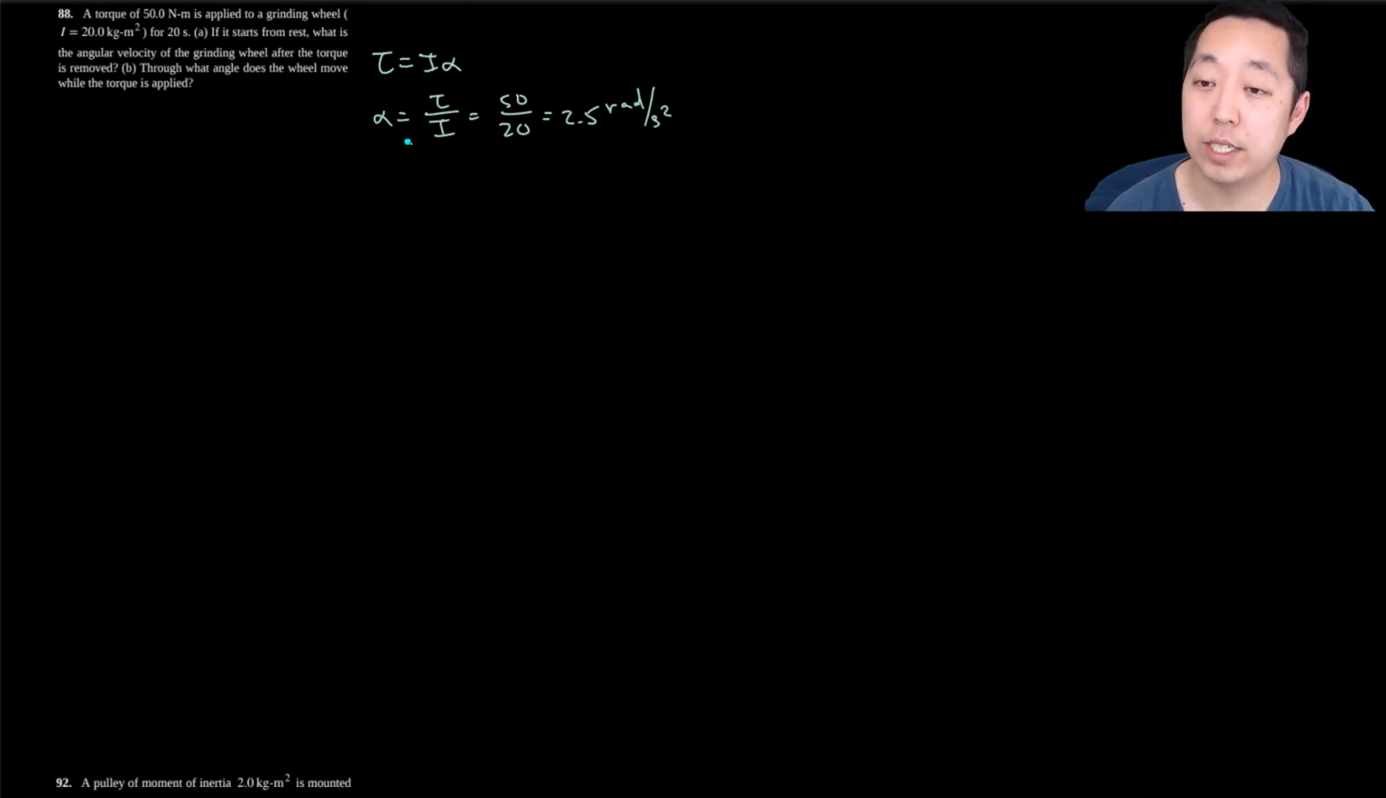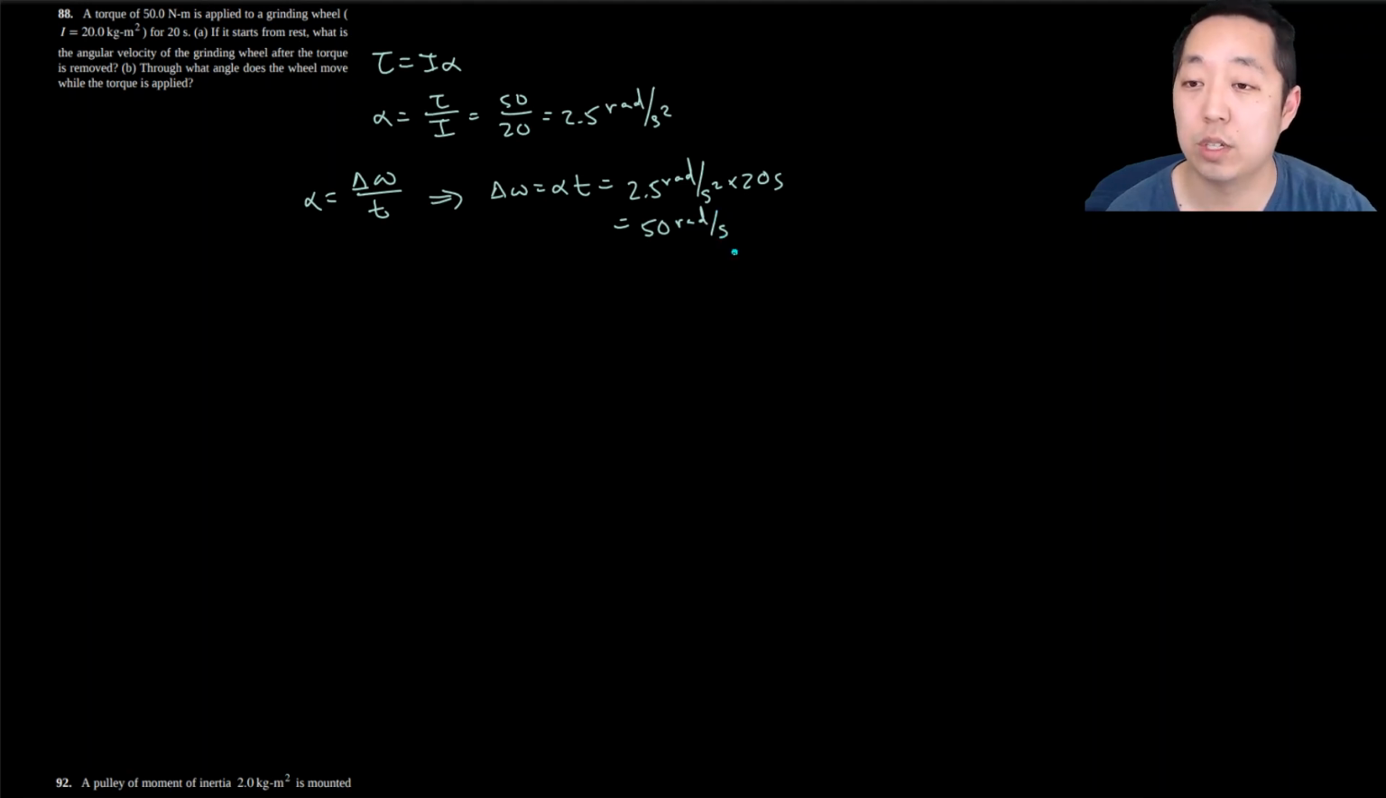But knowing alpha, I can figure out the angular velocity. So it does it for 20 seconds. Remember the angular acceleration is the change in angular velocity per time. So, in other words, the change in the angular velocity is angular acceleration times time, and that's 2.5 radians per second squared times 20 seconds, and so that's 50 radians per second. So that's the change, and because it starts at rest, that's the final angular velocity.